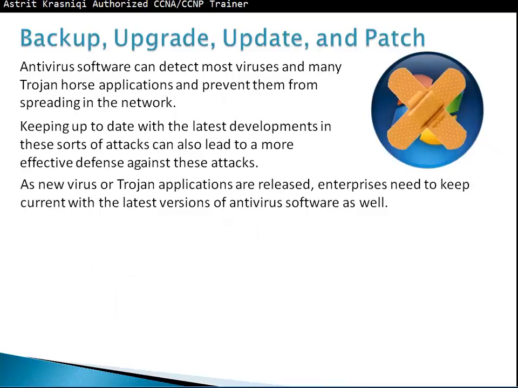Backup, upgrade, update, and patch. Antivirus software can detect most viruses and many Trojan horse applications and prevent them from spreading in the network. Keeping up to date with the latest developments in those sorts of attacks can also lead to more effective defense against these attacks. As new virus or Trojan applications are released, enterprises need to keep current with the latest version of antivirus software as well.